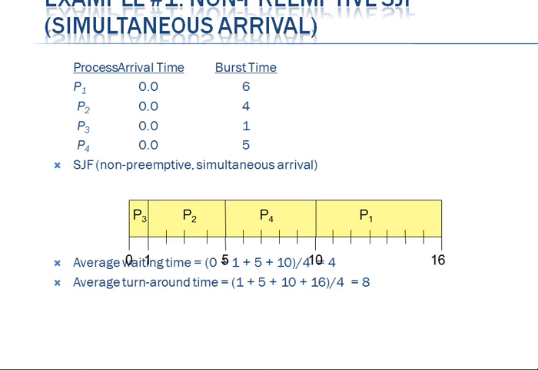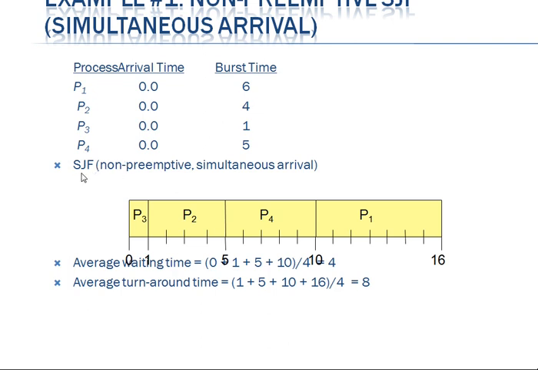Let us understand this with the help of an example. Here we have four processes in the system and their arrival time is 0, and their burst time is also given here. P1 has burst time 6, P2 has burst time 4, P3 has 1, and P4 has burst time 5. Looking at this table, we come to know that P3 is the process whose burst time is smallest.